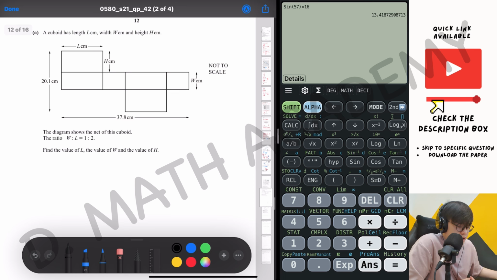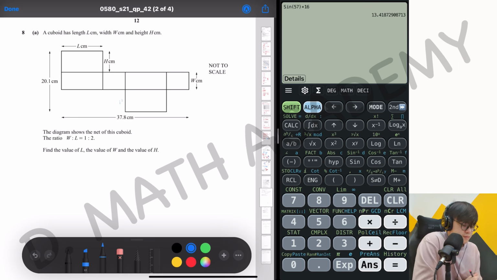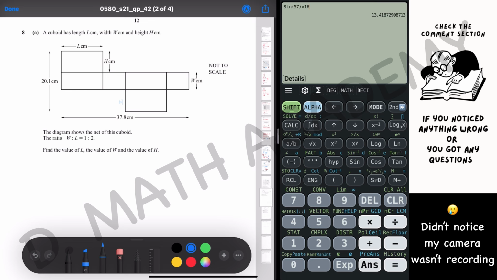Moving on to question 8, we have W, L, and 1 to 2. With this limited information, they ask us to trace the value here. Kindly take note that this part would actually be H here. Find the value of L, W, and H. You need to know that W is here, H is here, H is here. So 2H plus W equals 20.1.